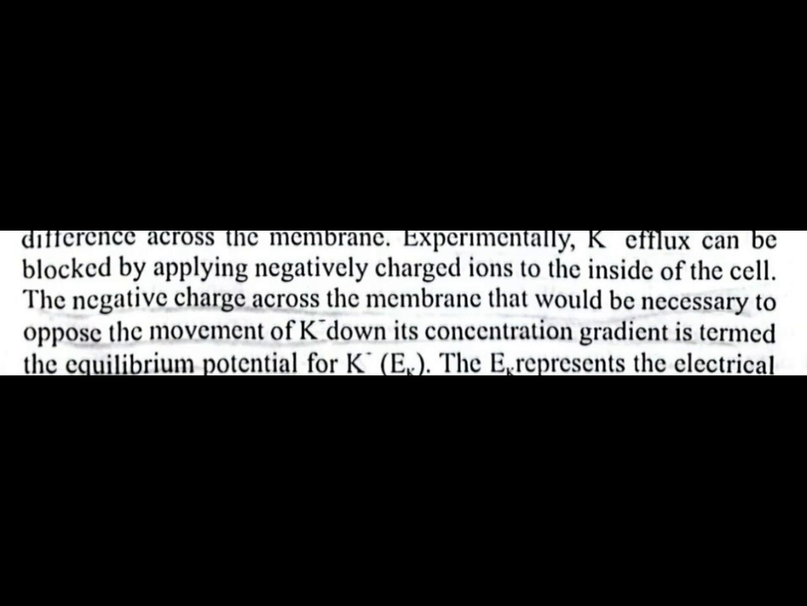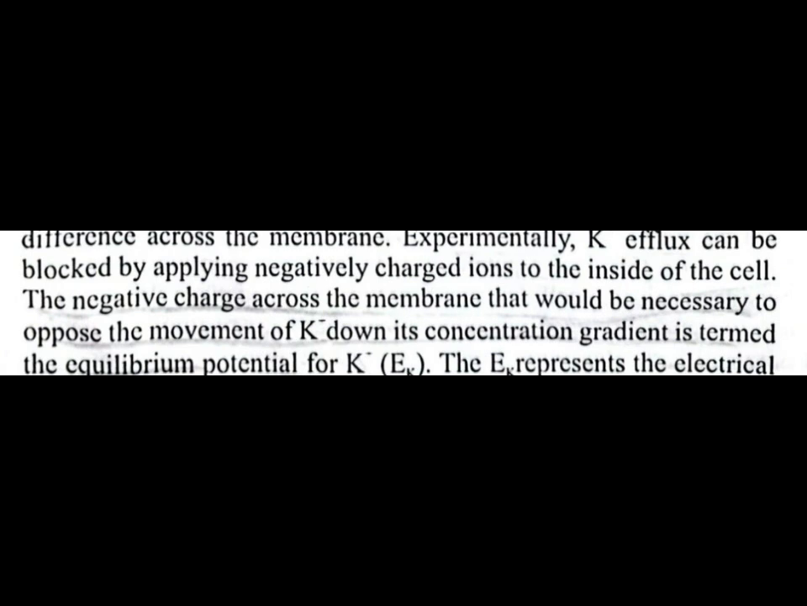So one thing you have to know is that the negative charge across the membrane is necessary to oppose the movement of potassium, since naturally potassium must leave. Are you getting now? So if I increase the electronegativity inside the cell, it will oppose potassium from leaving. I call this what? The equilibrium potential of potassium, or we call it E sub K, is the amount of electronegatively charged molecules you can apply inside the cell in order to oppose potassium from being effluxed outside the cell. Are you getting now?